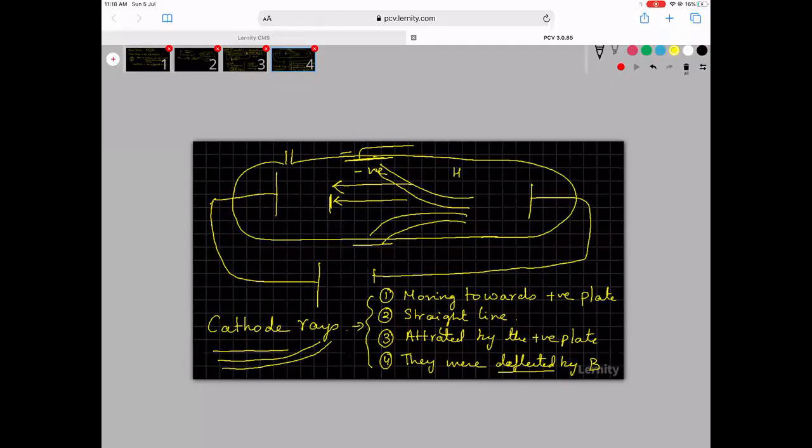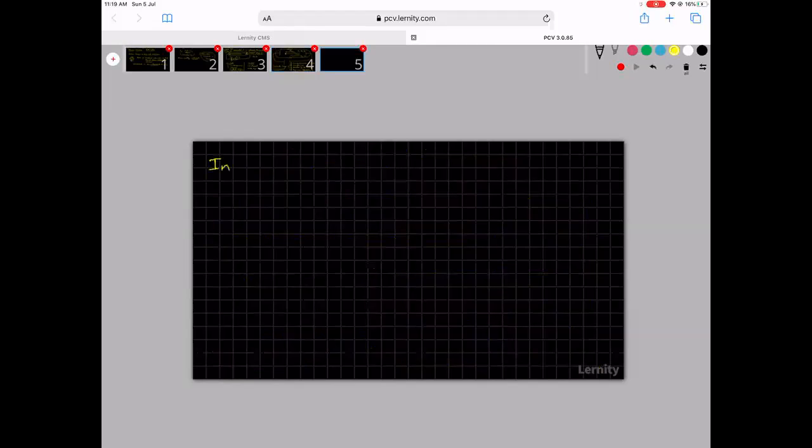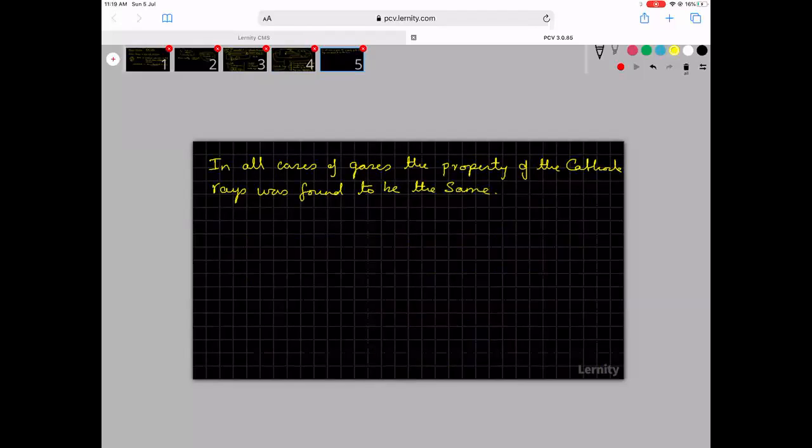Then what these people did is, first they did this experiment with hydrogen gas. Then inside this they put helium gas, then nitrogen gas, then oxygen gas, then air itself. And they saw that in all these cases, the properties of the cathode rays appeared to be the same. In all cases of gases, the properties of the cathode rays were found to be the same. So what can you infer from this? Whatever gas is there, the properties of the cathode rays appear to be the same.